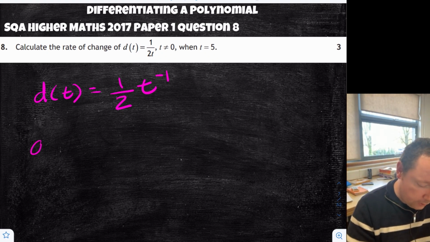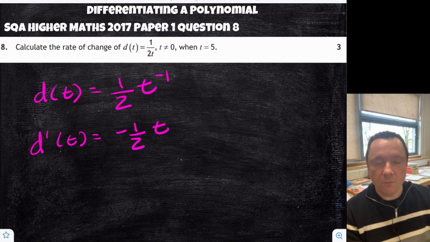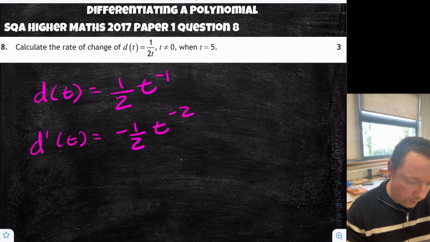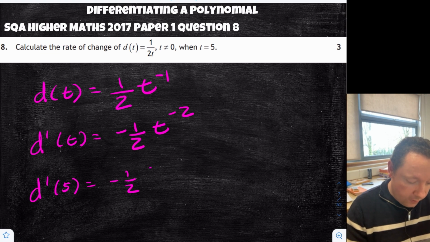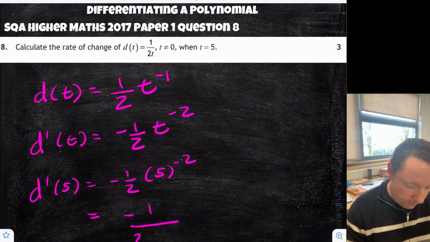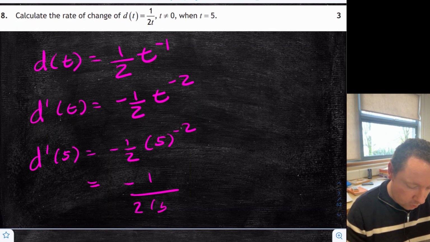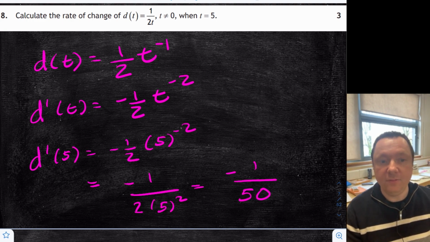Once we do that, d dash t, take the minus 1 down, so we get minus a half t. Take away 1 from the power, we get minus 2. Now we have to work it out when t is 5. So d dash 5 is equal to minus a half times 5 to the minus 2, or minus 1 over 2 times 5 squared. 2 times 5 squared is 50. So minus a 50th. Just a note, remember, rate of change means differentiate.